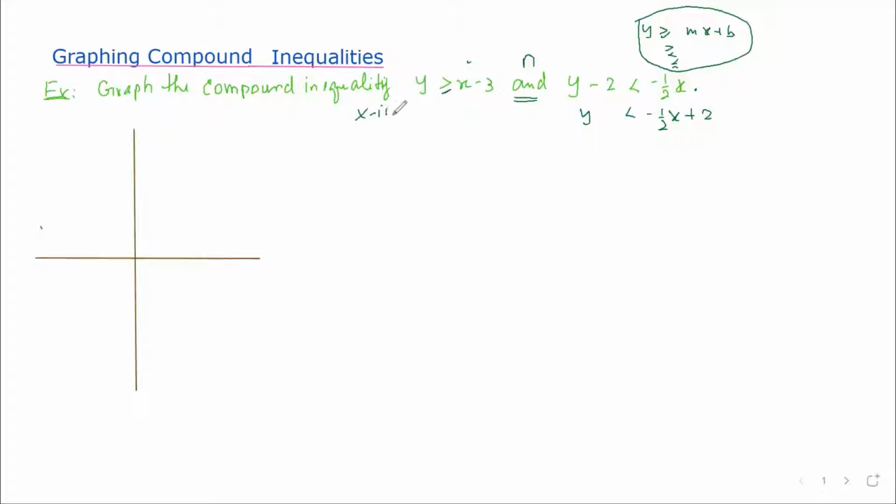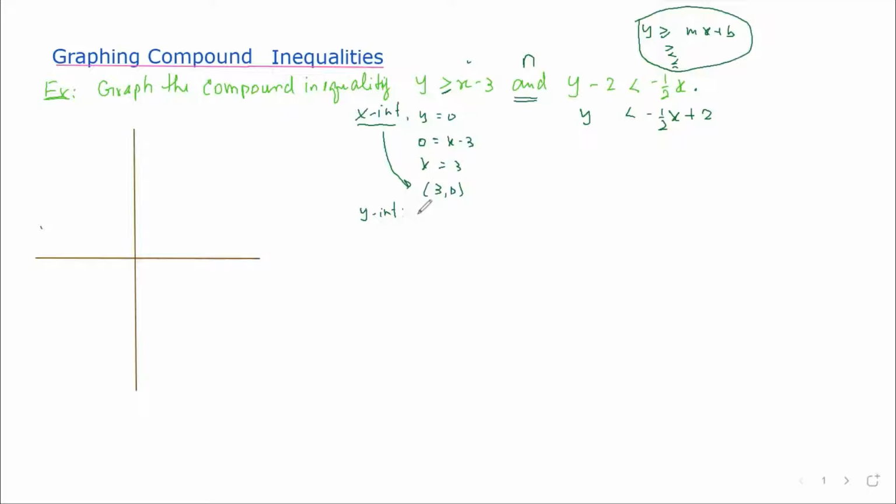For the x intercept, that means y equals 0. When you find the x and y intercepts, you can write an equal sign first. So I replace y in this equation: 0 equals x minus 3, so x equals 3. I got the x intercept. As a pair, it is x 3, y 0.